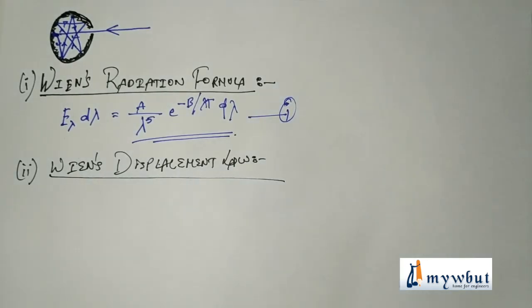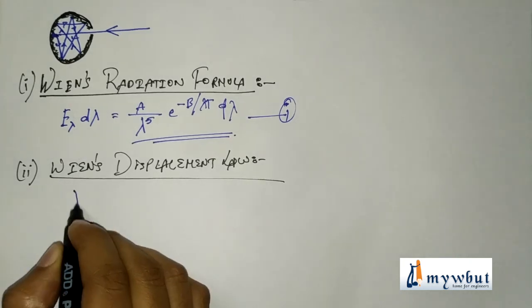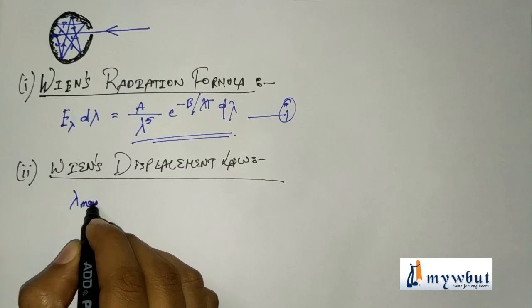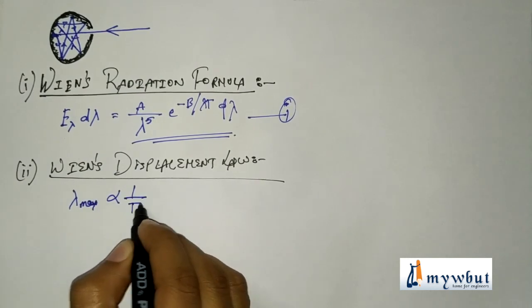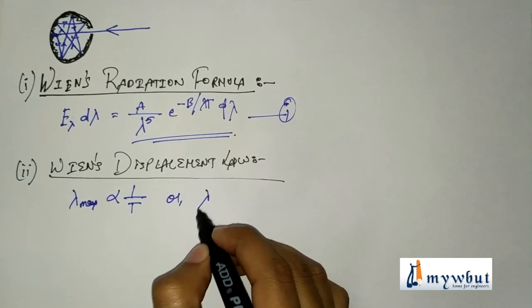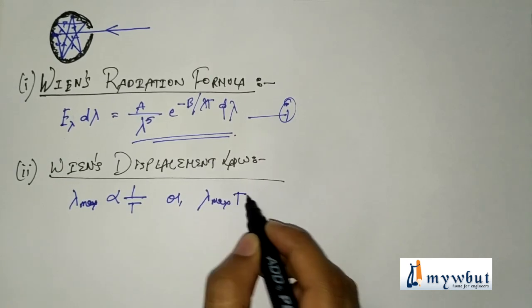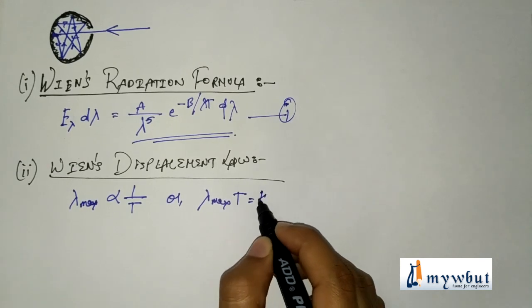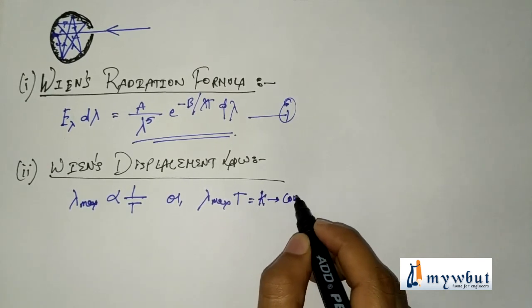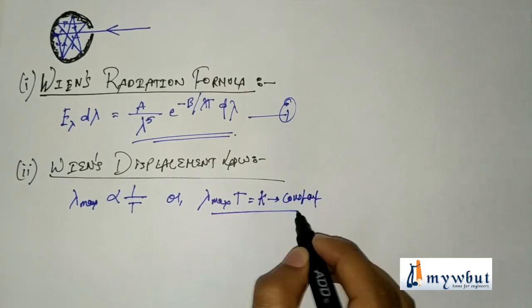So what is Wien's displacement law? It states that the maximum energy density or intensity of radiation emitted from a black body is displaced towards the shorter wavelengths for the rise of temperature T of the black body. That is, we can say lambda max is proportional to 1 by T, or lambda max T is equal to K, that is a constant.